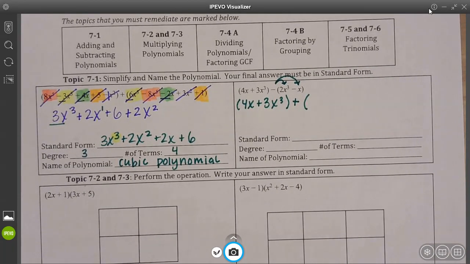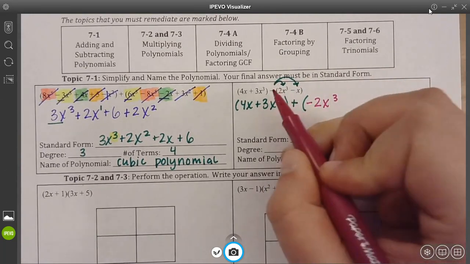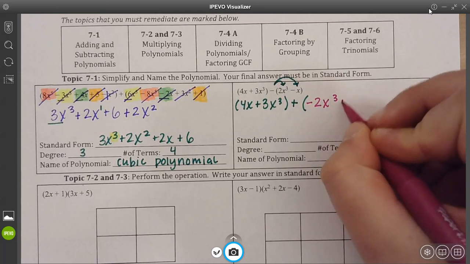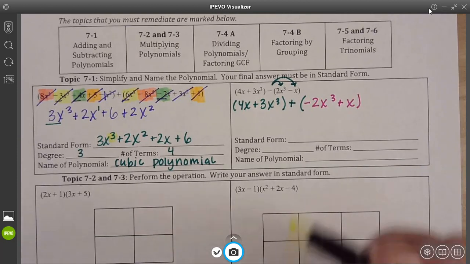So this polynomial right here is going to turn into negative 2x cubed, and the negative times the negative is going to turn this into a positive x. And now we can do just like we did in our last problem. I'm going to match up my like terms.